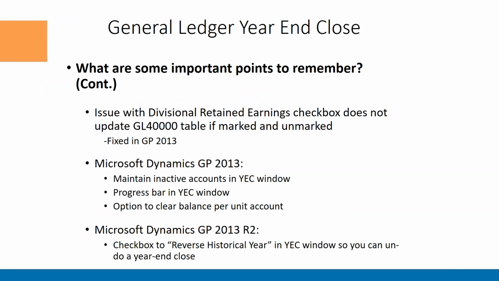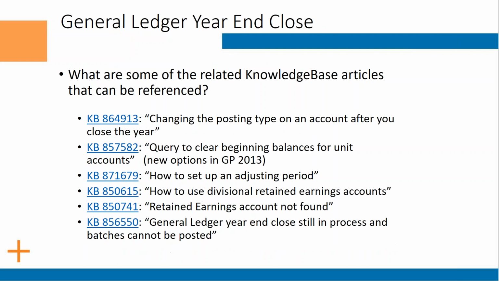There have sometimes been issues with divisional retained earnings because it doesn't update the GL 40,000 table properly if it gets marked and unmarked. This has been fixed in GP 2013. Shouldn't be an issue for anyone on the webinar today, but just in case. In GP 2013, they added some additional features, some more in GP 2013 year 2, including the ability to reverse your historical year. So if we needed to for some reason, we can now simply go in there and say, I want to reverse the last closed historical year, bring it back to its open status.